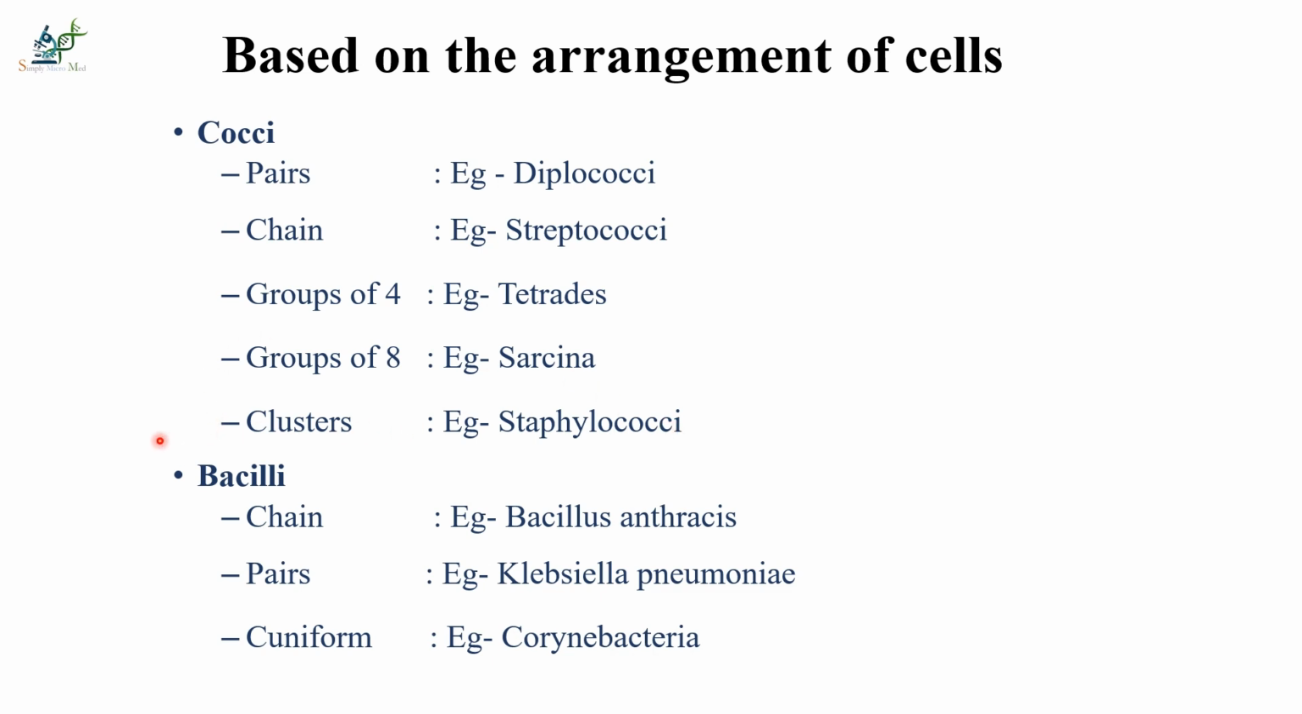And bacilli are also divided into various arrangements. In chains, the example is Bacillus anthracis. Pairs, the example is Klebsiella pneumoniae. Or cuneiform, the example is Corynebacterium diphtheriae, which are arranged in a cuneiform pattern.